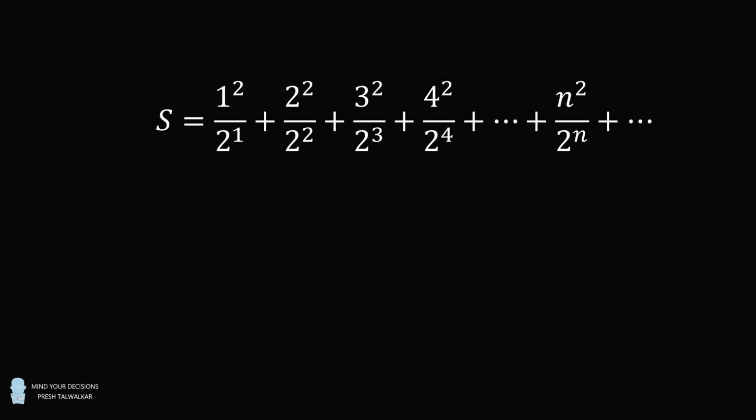What is the value of the following infinite series? S is equal to 1 squared over 2 to the power of 1 plus 2 squared over 2 to the power of 2 plus 3 squared over 2 to the power of 3 plus 4 squared over 2 to the power of 4 and so on, where the general term is n squared over 2 to the power of n. What is the value of S?